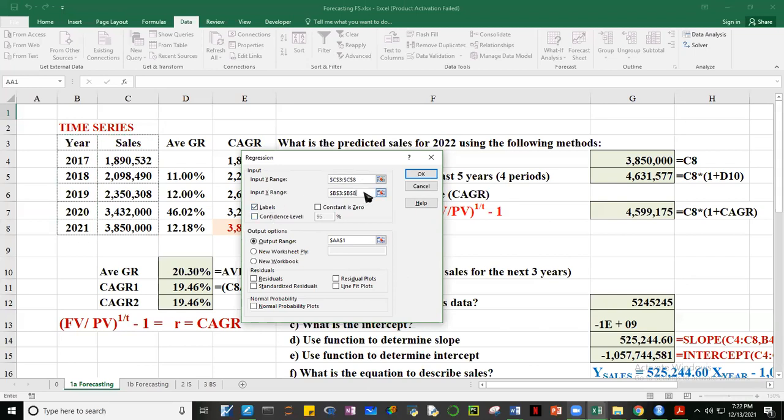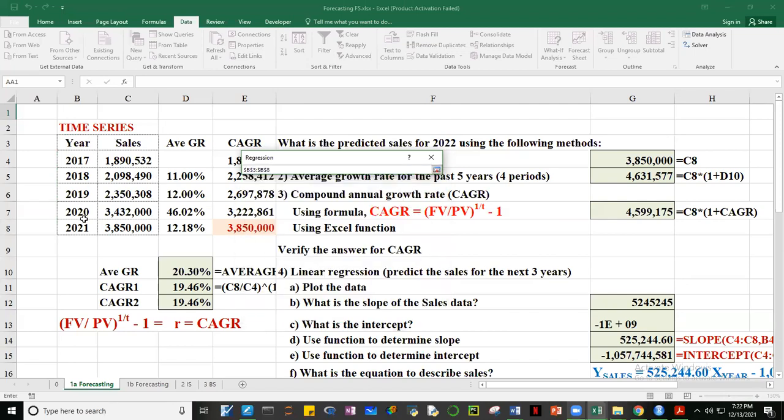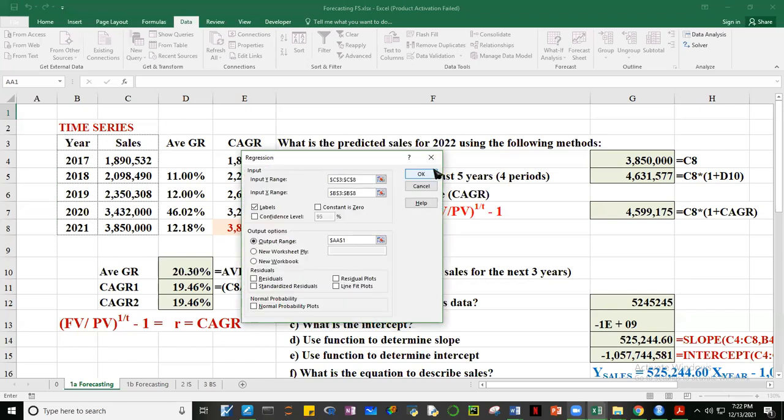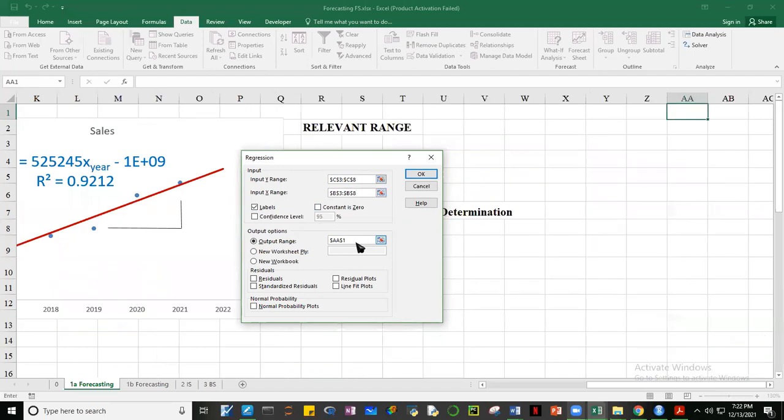The input Y, on the other hand, will be ito yung Y natin, no? Ito, B3 hanggang B8. Sama din natin yung year label. Okay, and then labels. And then yung output, guys, linagay muna natin sa AA1 dito para pare-pareho yung position natin. Of course, you can put it in a new workbook or in a new worksheet.